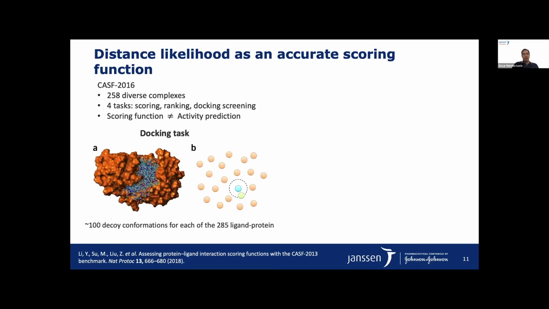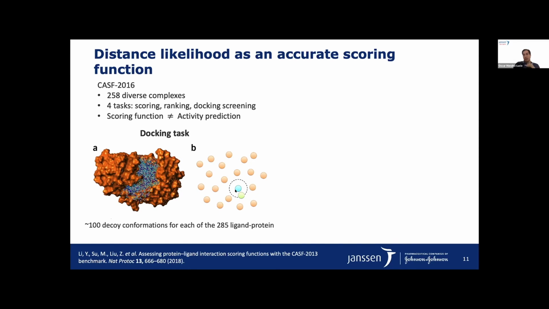So for the docking task, this data comes with 100 decoy conformations for each of the 258 ligands. The goal of the task is for the scoring function to find the conformation that is closest to the real one. So we score the 100 decoys and choose the best one, the highest rank, and this should be quite similar to the real conformation.